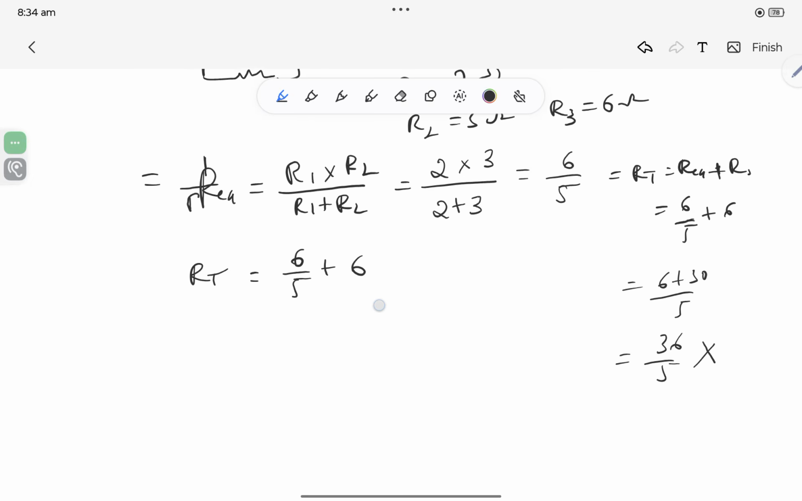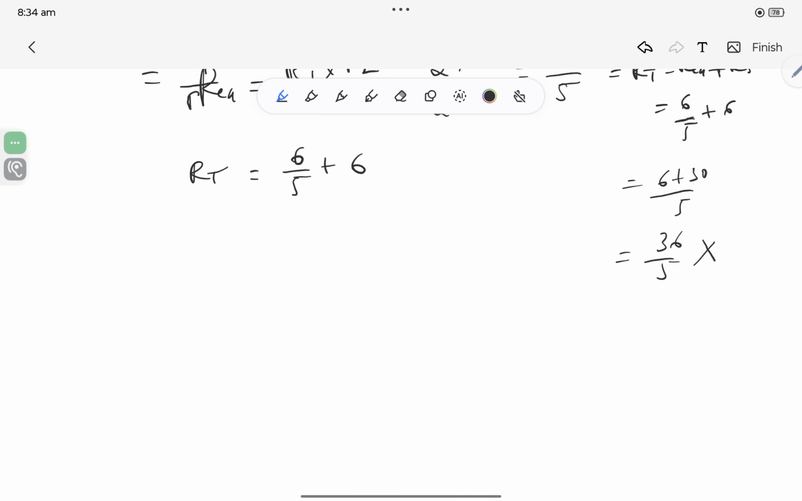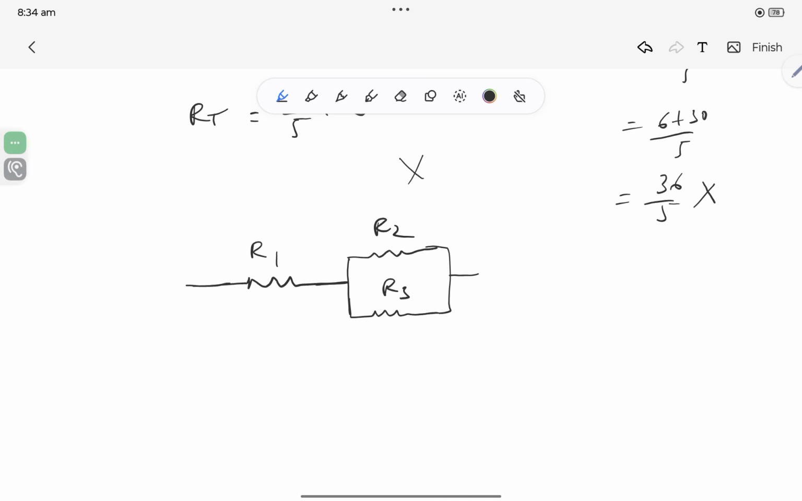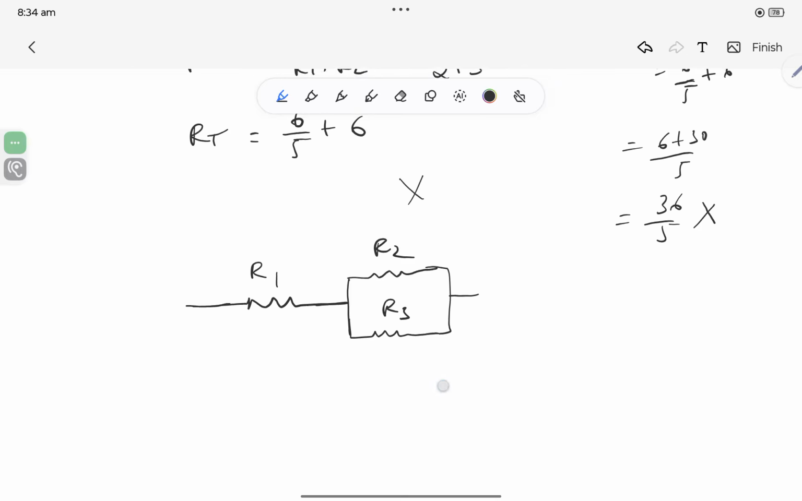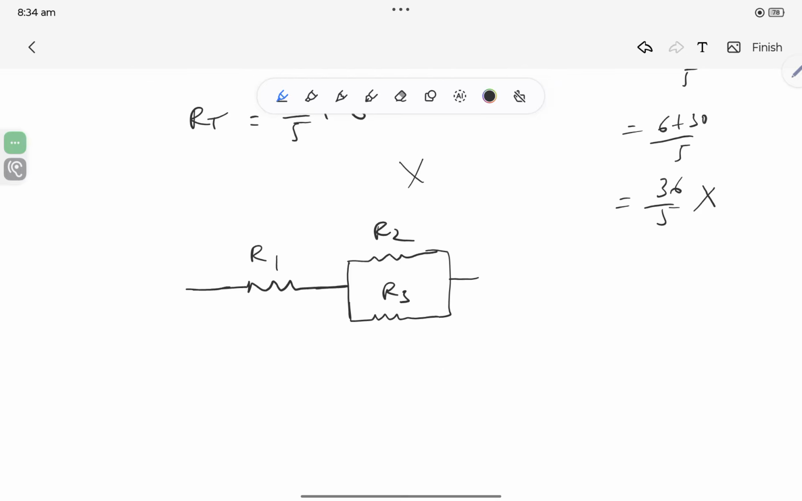Next, what we do is connect R1 in series, then the second two are parallel. R2 and R3 are connected in parallel. We are checking by the trial and error method. Our first attempt failed, so now we check this method. R equivalent is equal to, according to the formula, R2 into R3 divided by R2 plus R3.